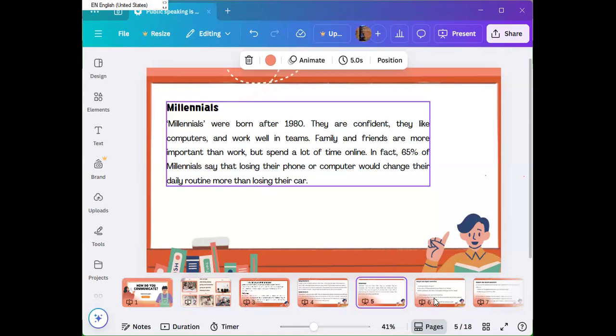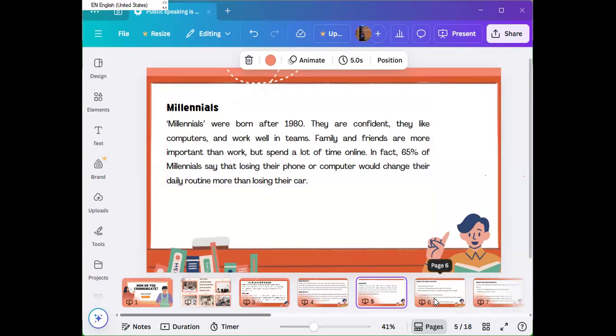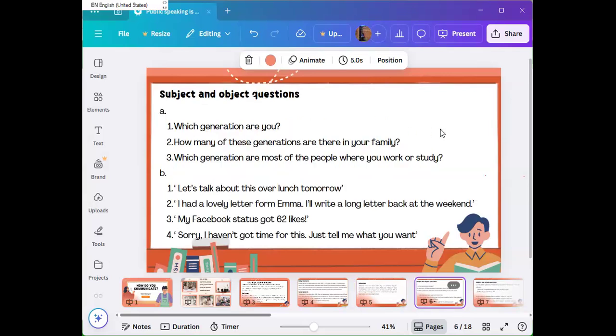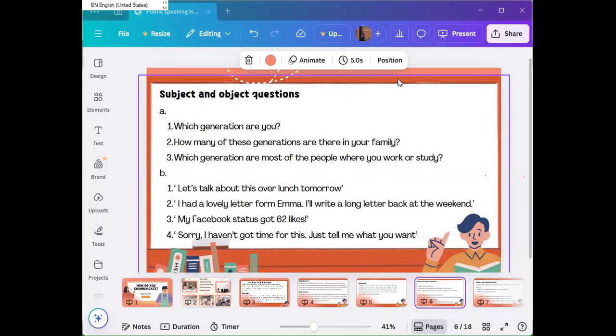So we will move to the next page. I already sent this paragraph in your Telegram group. So if you don't understand the question, you can go and check at the group. So here are some mentions according to the reading paragraph. I hope you all might understand the reading paragraph about our generation. So today, according to the paragraph, the grammar that I would like to give is subject and object questions, subject questions or object questions. All right.